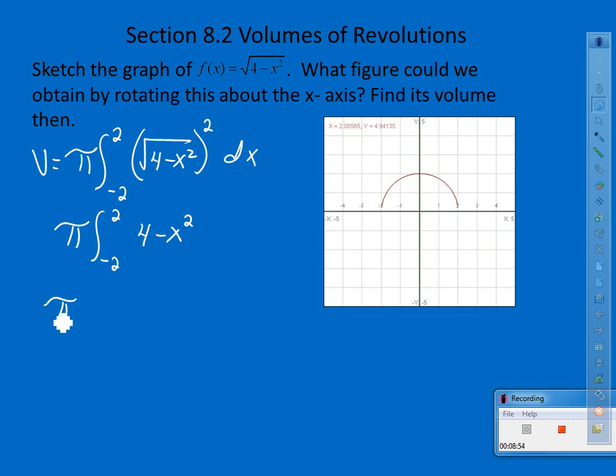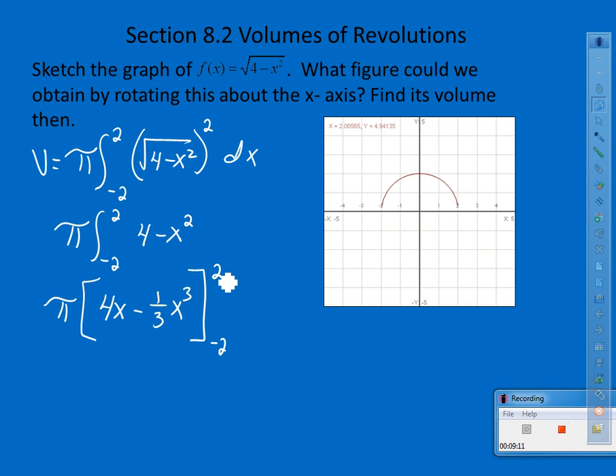When I write this, I usually go pi, and then I just do a bracket. The antiderivative of 4 is 4x minus 1/3 x cubed. I'm going to put my other bracket, or my line, and I'm going to evaluate this from -2 to 2.